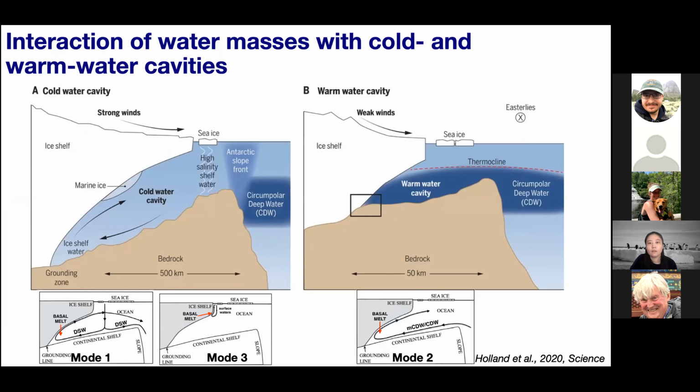And the degree of melting that occurs in the ice shelf cavities can be broadly classified into two major types: low melting in cold water cavities and high melting in warm water cavities, with the latter having modified CDW directly in contact with the boundary layer at the ice shelf bottom, and the former not. The first and the third modes are active for ice shelves with cold water cavities. The second dominates in warm water cavities.